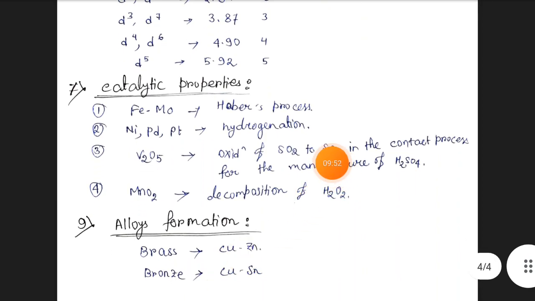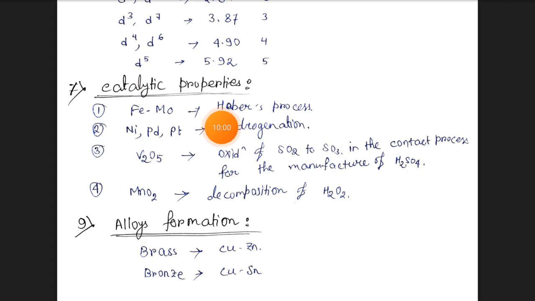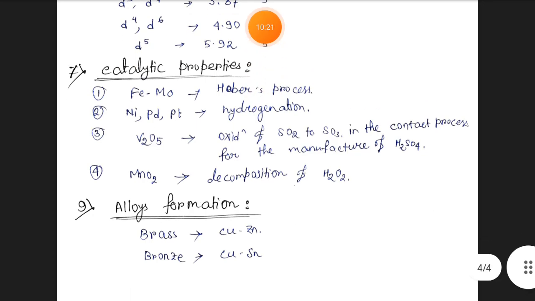Okay, next, catalytic property. Iron and molybdenum, these two are used in the Haber process, okay, for production of ammonia. Next, nickel, palladium, platinum, these are used in hydrogenation. Okay, V2O5 is used in oxidation of SO2 to SO3 in the contact process for the manufacture of H2SO4. Next, MnO2 is used in decomposition of H2O2. Okay, so you have to remember this.